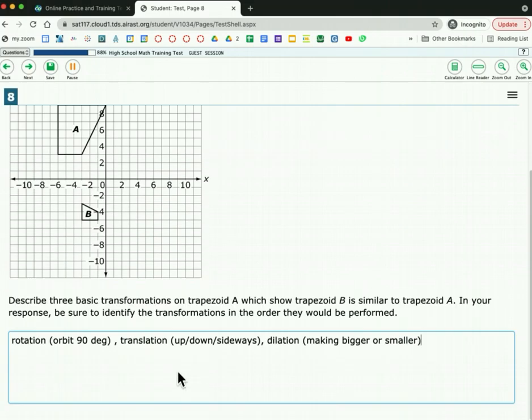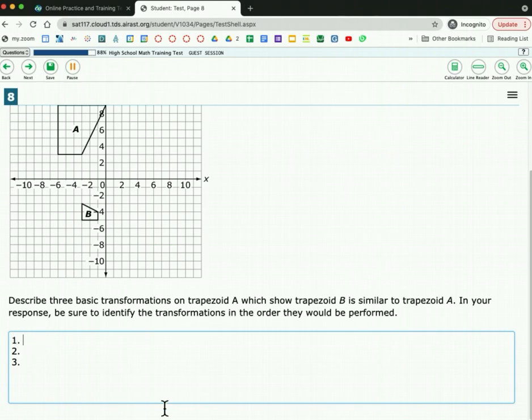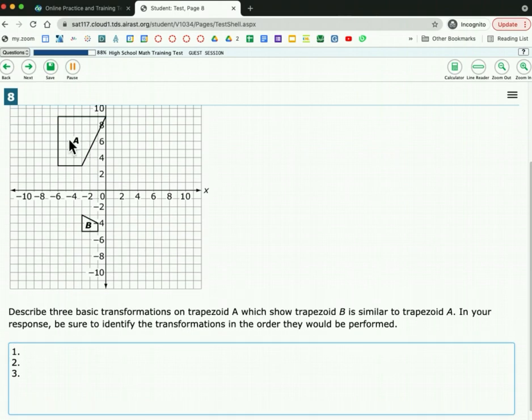So this is just like a box, right? You can type whatever you want in this box. I think it's easiest since they asked for 3, I would say 1, 2, 3, like that. And then it says we have to figure out how to make A into B. So they can go in whatever order you want.